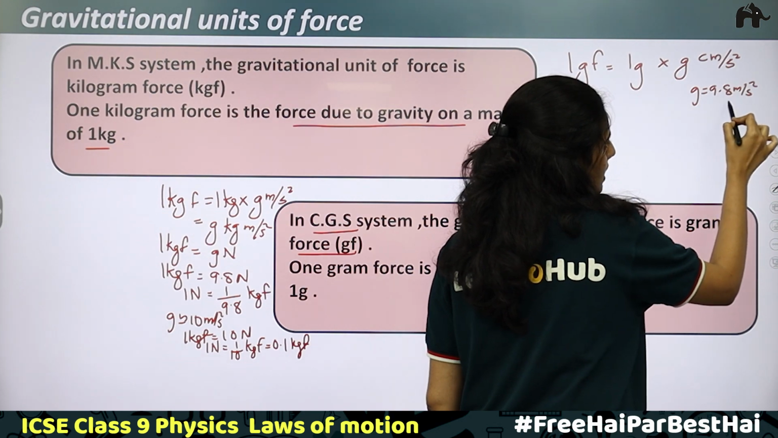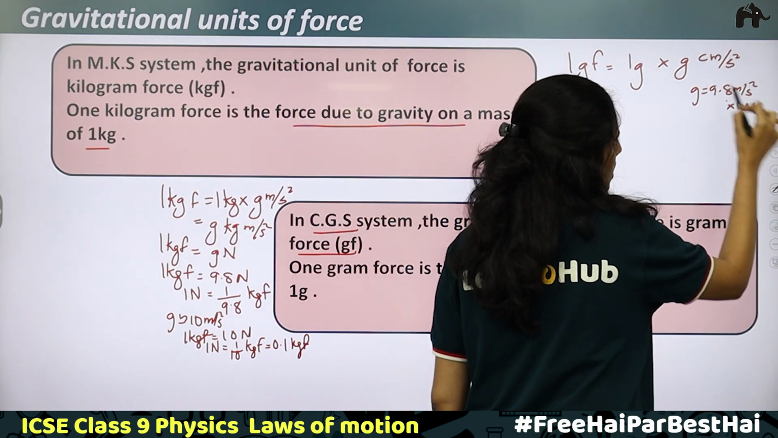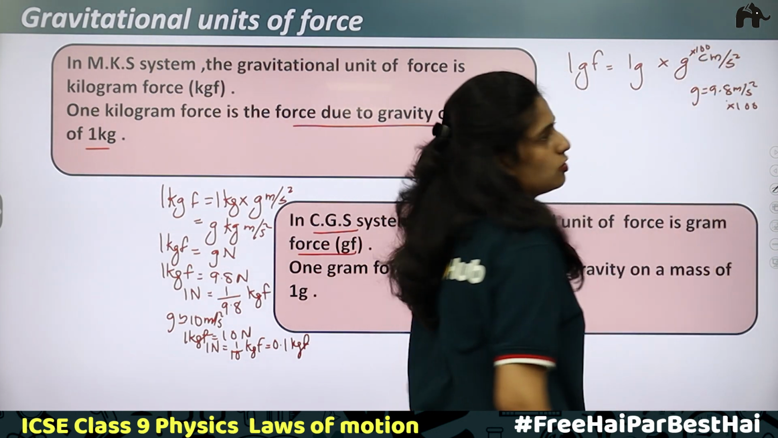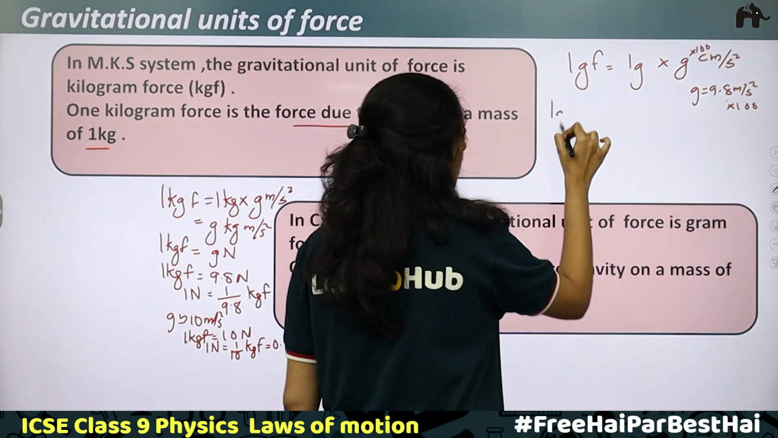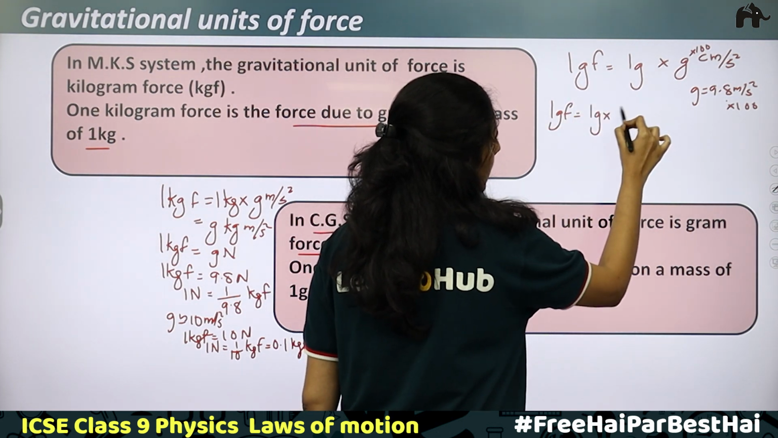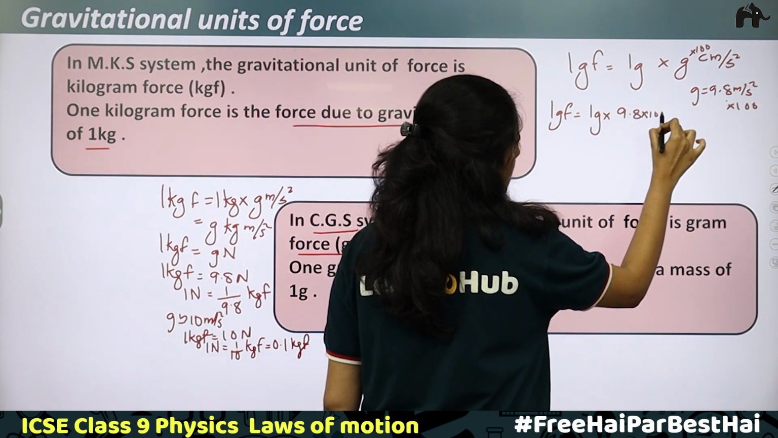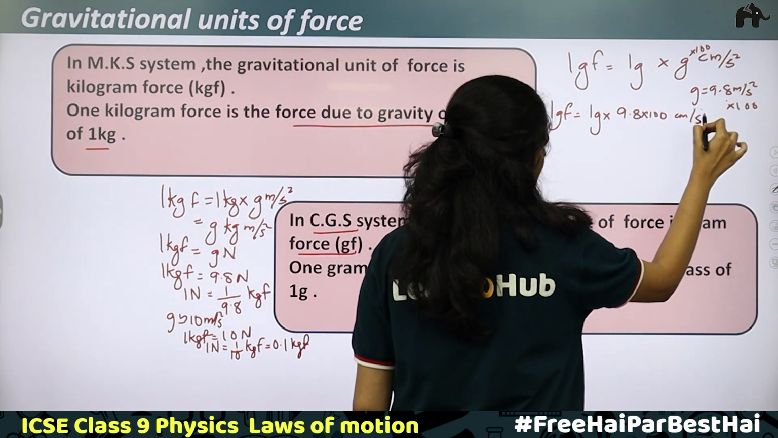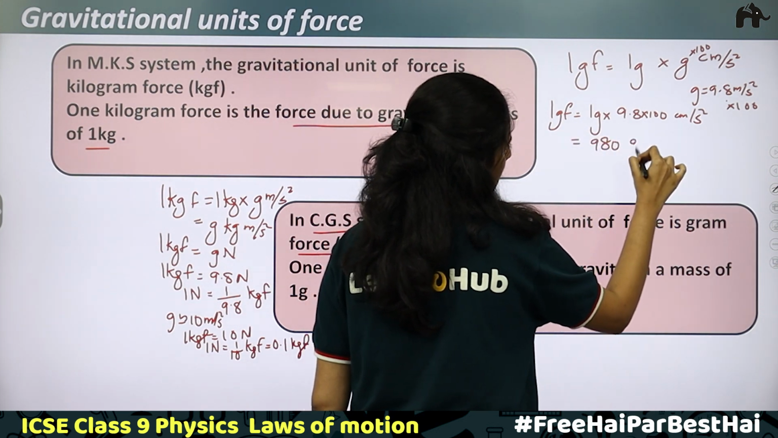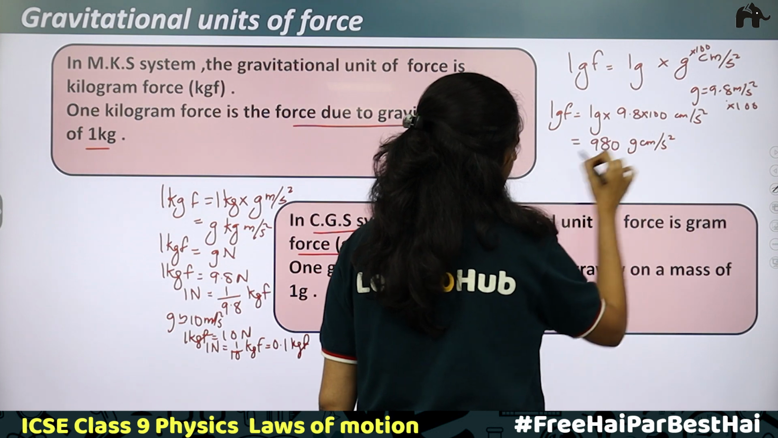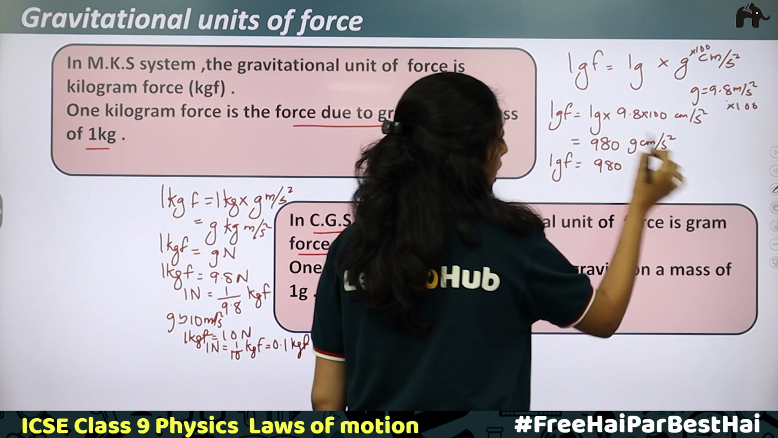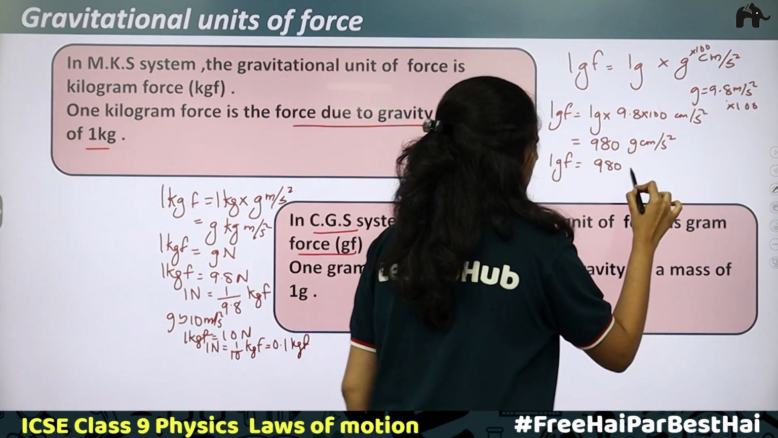To convert into centimeters, we have to multiply with 100. So g should also be multiplied with 100. So g into 100 should be there. Okay. So 1 gram force will be equal to 1 gram into 9.8 into 100 centimeter per second square, that is equal to 980 gram centimeter per second square. So 1 gram force is equal to 980 gram centimeter per second square, which is dyne.